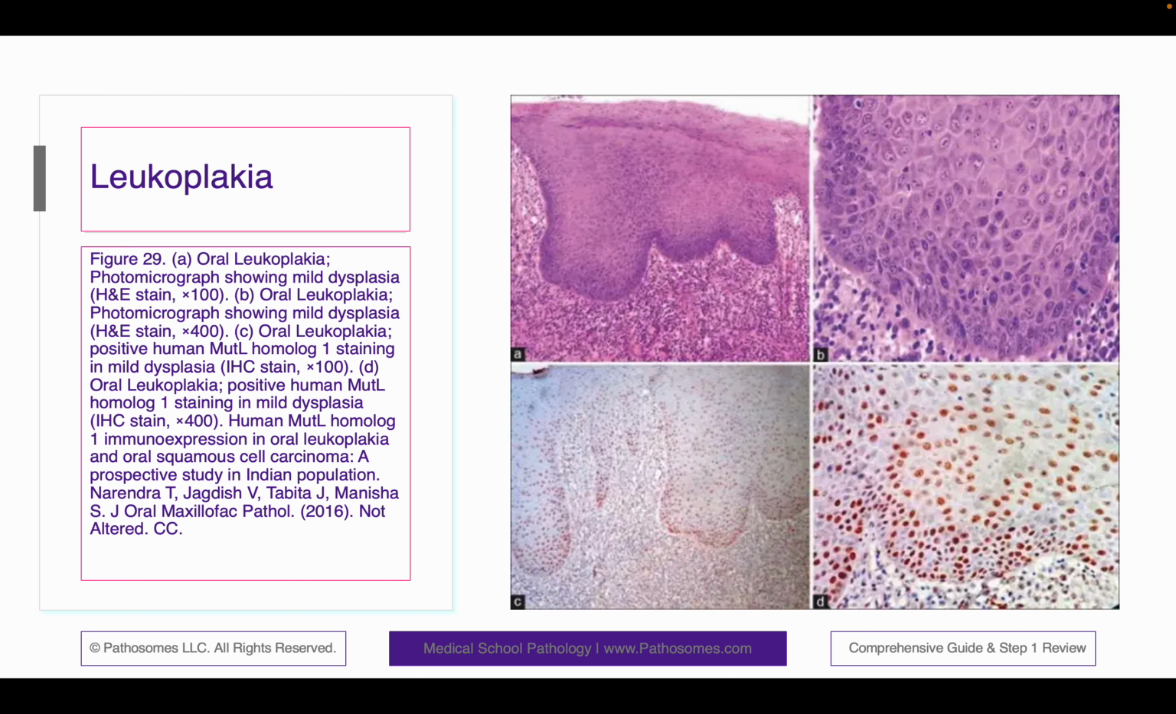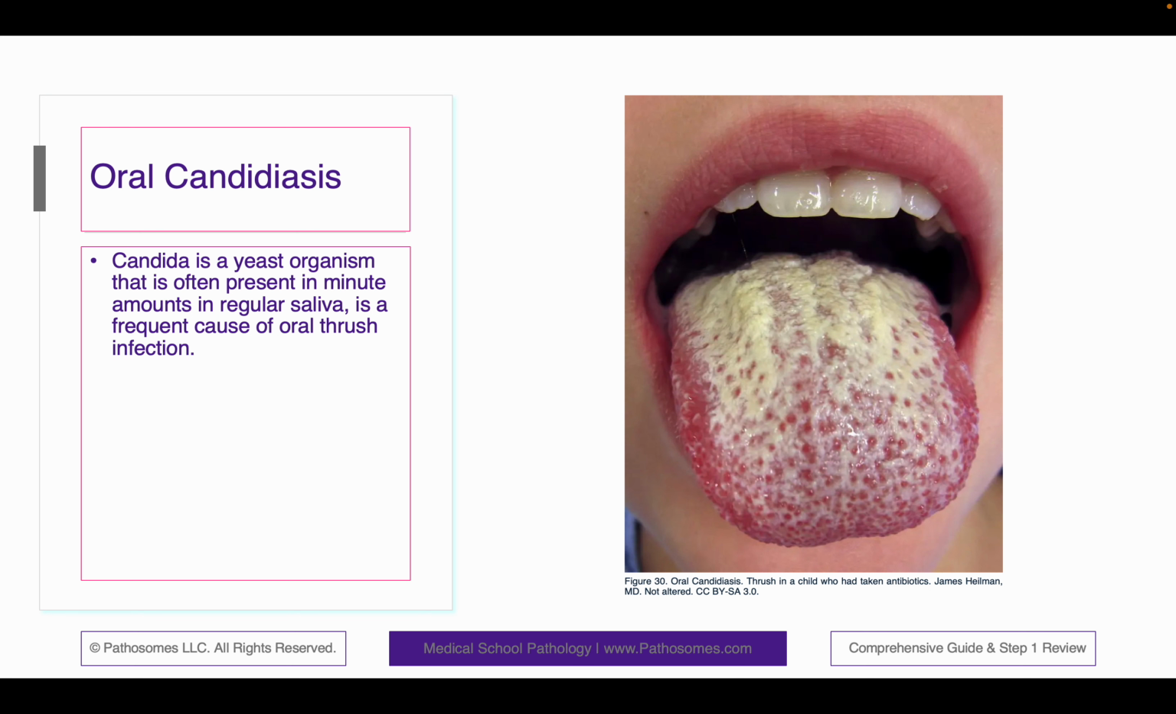Now this is oral candidiasis, right? Looks white, but it's not oral leukoplakia. This is different. This is oral candidiasis. Now, as you know from microbiology, Candida is a yeast, right? Candida is a yeast organism that is often present in minute amounts in the regular saliva. And it is a frequent cause of oral thrush infection.